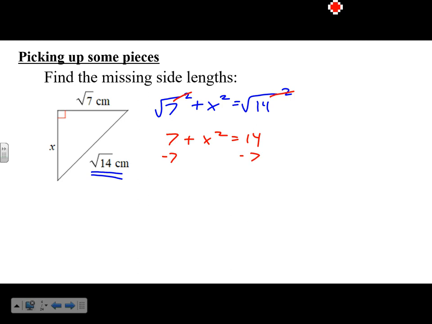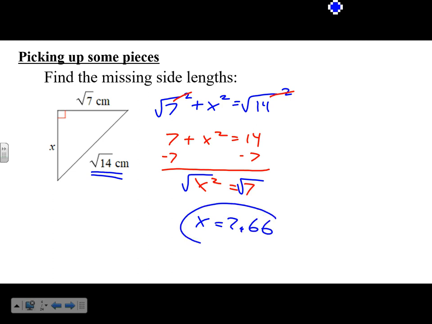Subtract 7. x squared is equal to positive 7. Then take the square root of both sides. You end up with x is equal to, and again, I would type the square root of 7 in your calculator, 2.65. Make sure you're rounding. On the last quiz, a lot of people missed some points because they didn't round at all. Make sure you are. 2.65, make sure you're rounding.